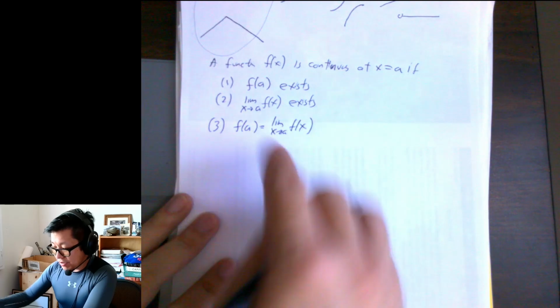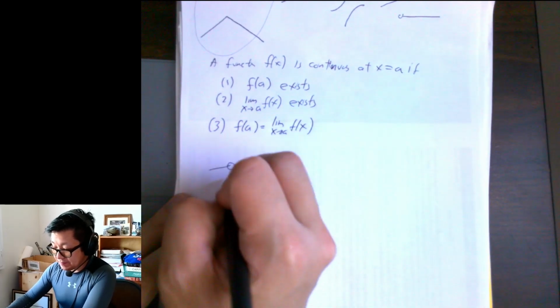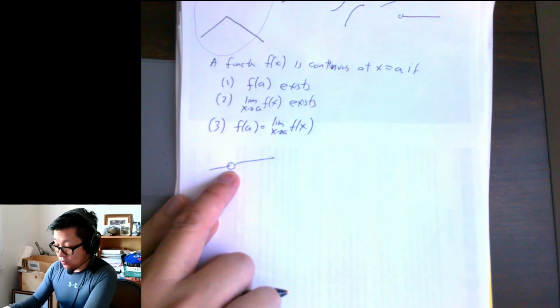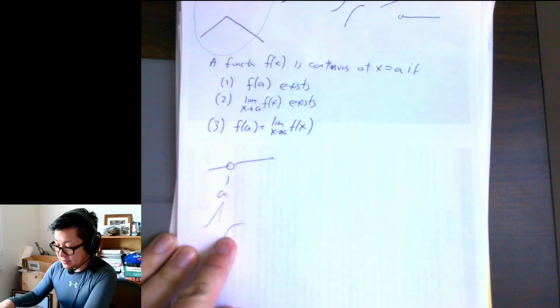Now, let's go through these in order. If the function doesn't exist at a point, then it's not continuous. So in other words, if you have a hole there or a vertical asymptote, that automatically excludes continuity.